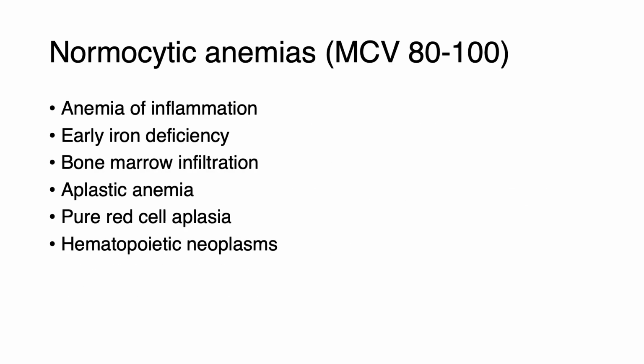All right, next we'll talk about some normocytic anemias. These are anemias with an MCV between 80 and 100. You'll see that number one is anemia of inflammation. That's the most common. Early iron deficiency can be normocytic. And then you have less common things like bone marrow infiltration, aplastic anemia, pure red cell aplasia, and hematopoietic neoplasms.